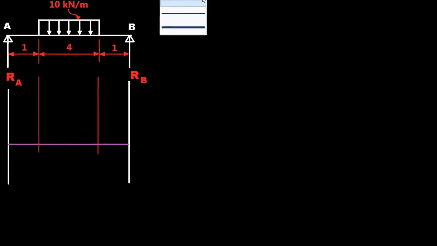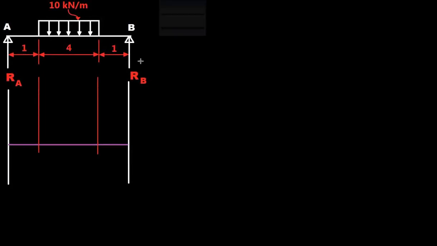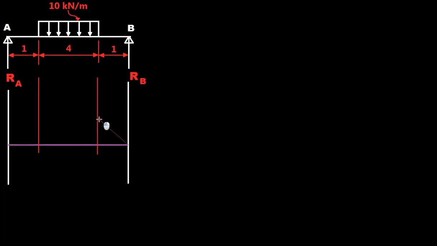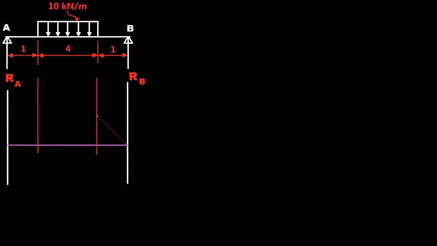So you have a 0 here and 20 here. And that is a straight line. So you will have 0 here and 20 here, and as I said, this is a straight line.